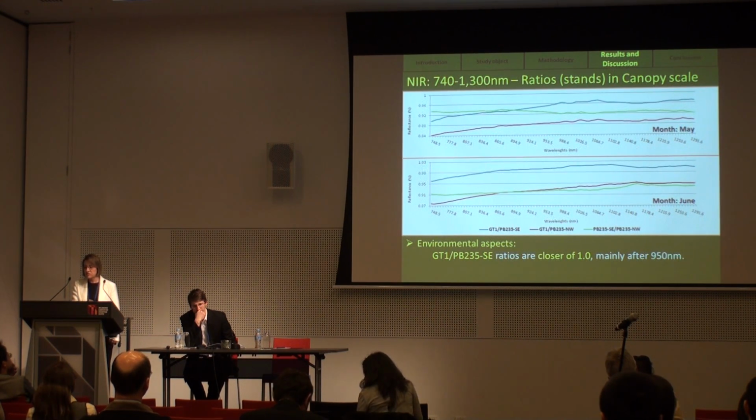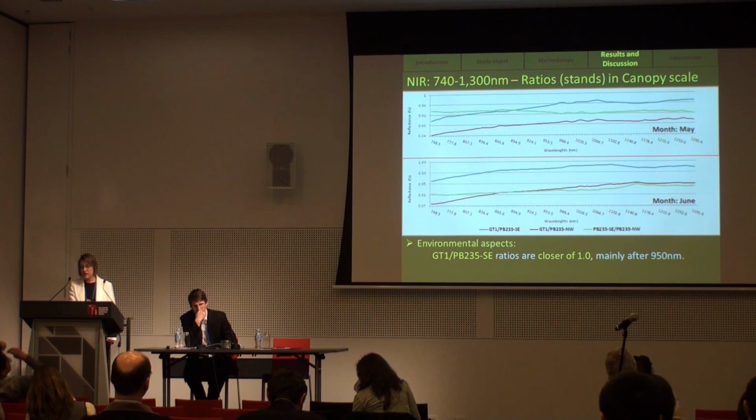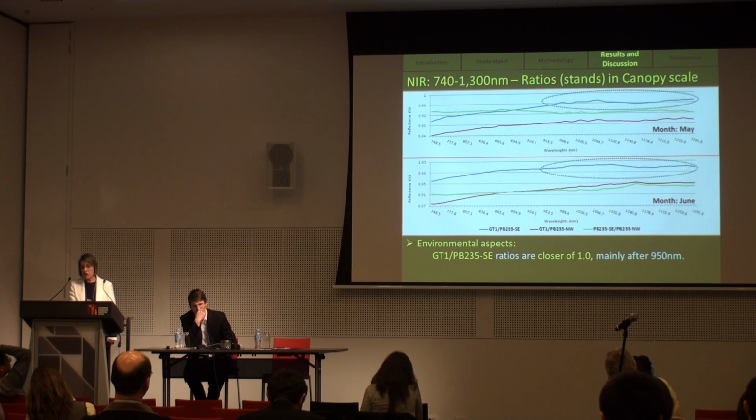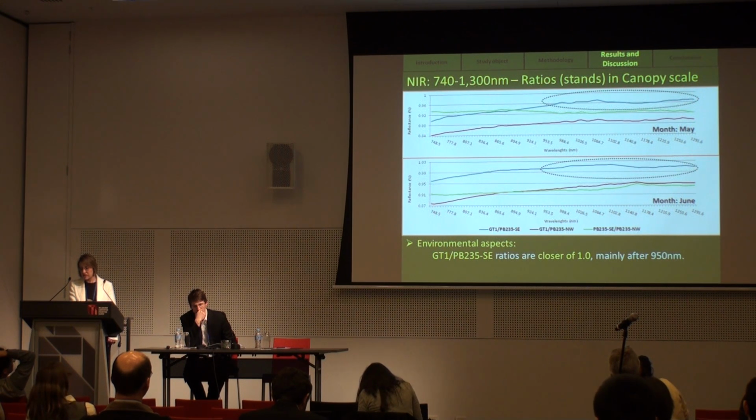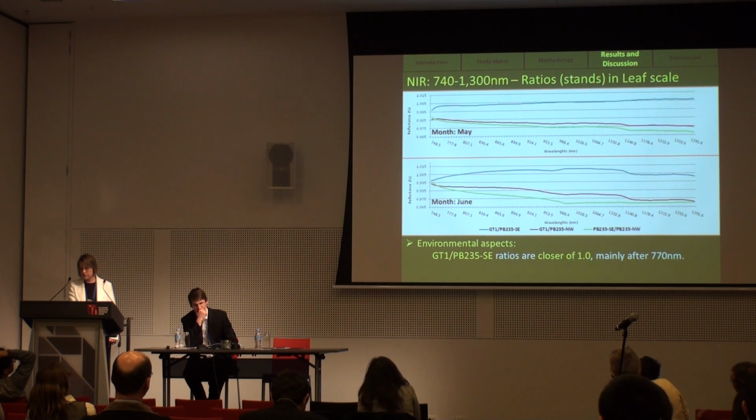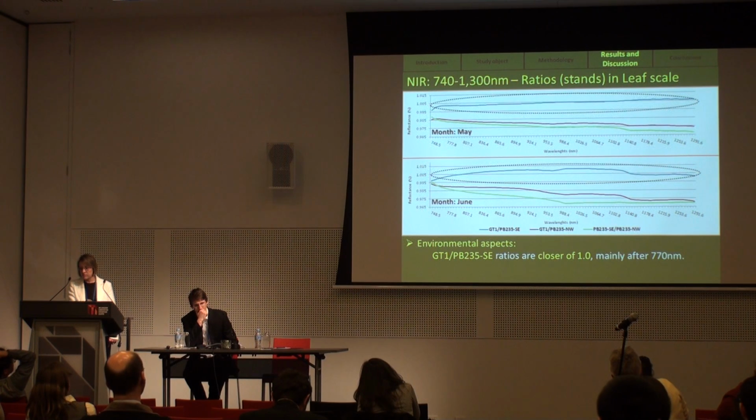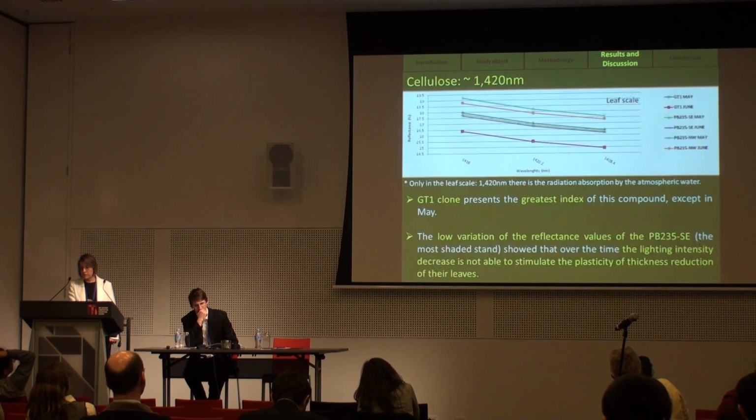Considering the ratios between the stands in canopy scale and in the region, the near infrared, it was observed that the ratio GT1 and PB southeast ratios are closer to 1. That explains environment aspects. In leaf scales too, the same behavior.